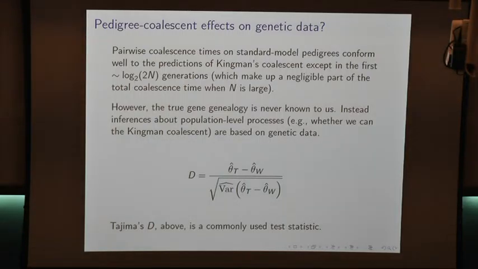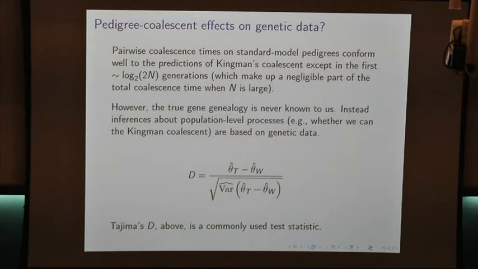This thing here is Tajima's D. This is a very commonly used test statistic for genetic data that is meant to test the basic model of coalescent theory, the standard neutral model. It should be centered around zero and have a certain distribution if the model's true.